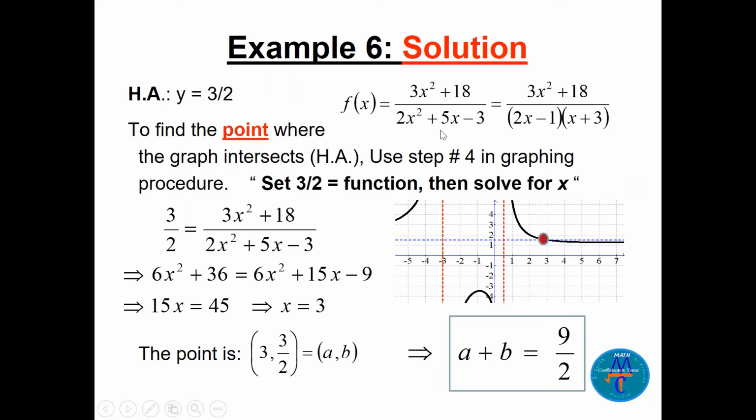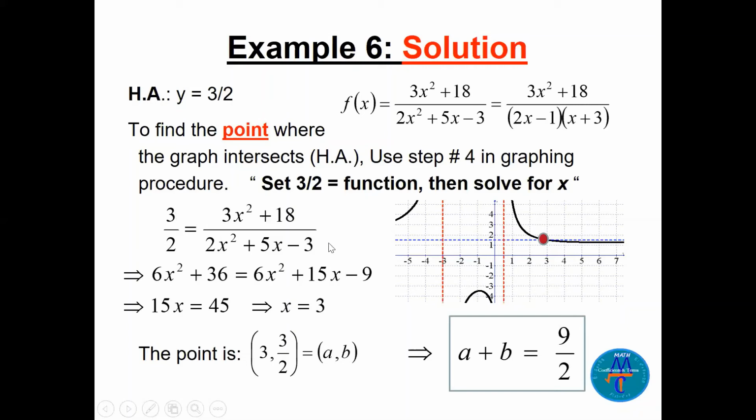All right. No need for factoring, but why do we factor? To make sure there is no cancellation. You can factor it, but there is no need. Just to know the vertical asymptotes, but not in the solution here. So 3 over 2 is the horizontal asymptote equals the function itself, you see?